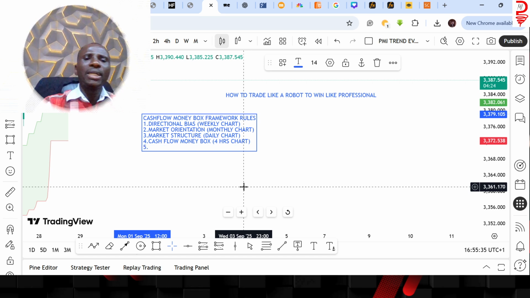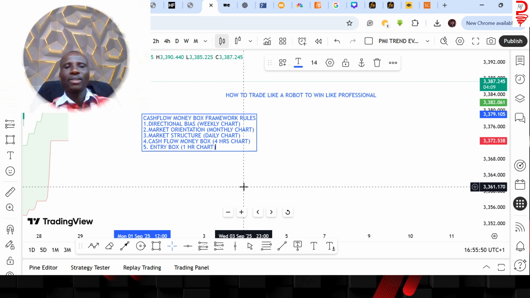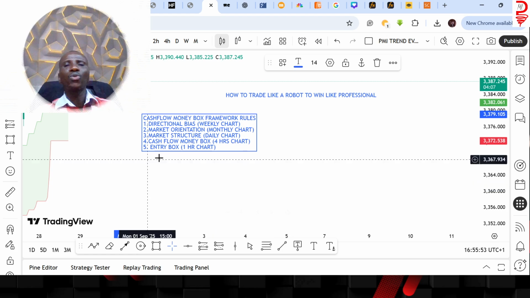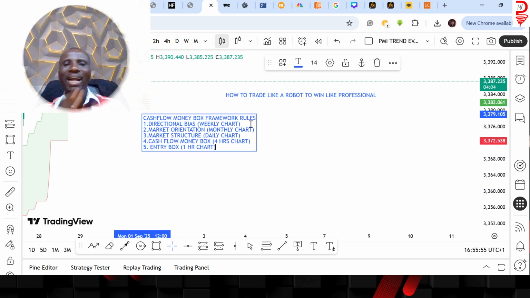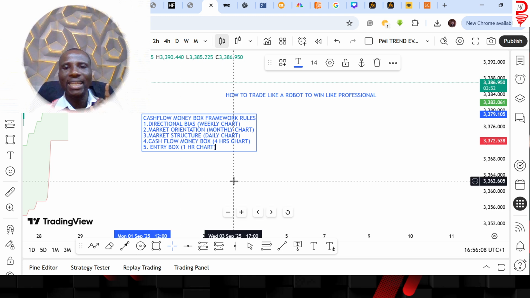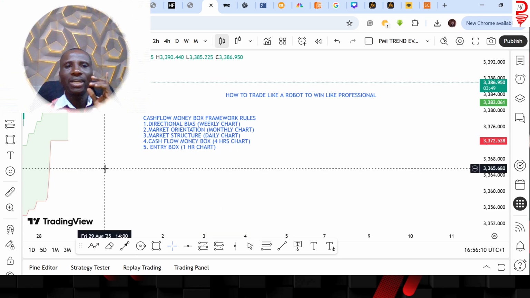Now, the last rule says that you are now going to identify your entry box. Entry box. And you are going to do this on the 1 hour chart, or 1 hour time frame. So these are the 5 rules that back our cash flow money box trading framework. And of course, for you to trade like a robot, suppose you want to use this particular trading framework now, the first thing you are to do is, and we are going to go to the chart now.